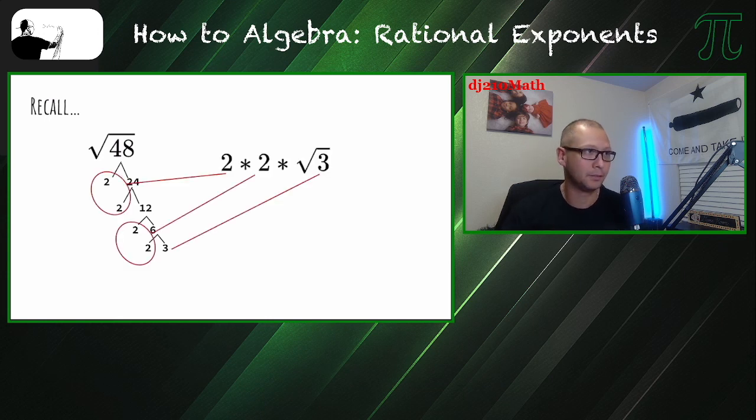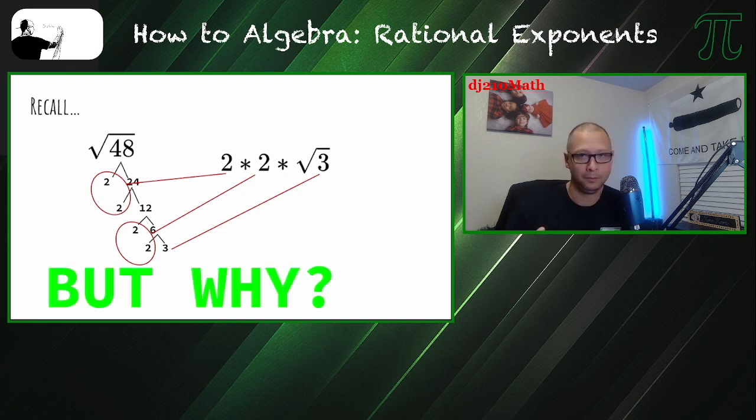So here we circle two pairs of 2. So each pair can come out as a single 2, making 4 root 3. All right, but yeah, we're taught that, but why? Like, why do we have to circle pairs? Why can I pull out a pair of 2s as a single 2?